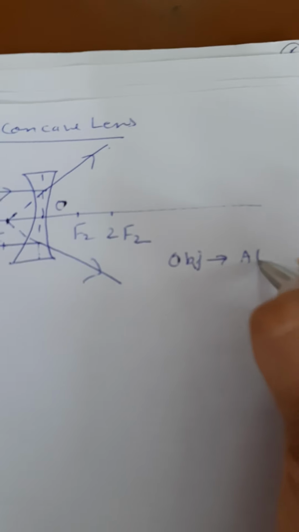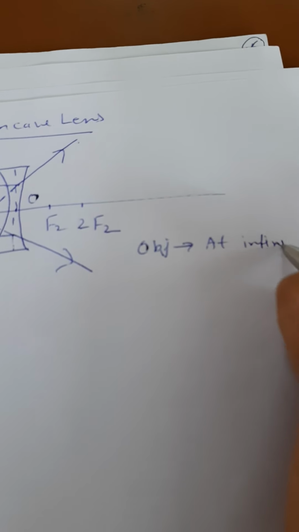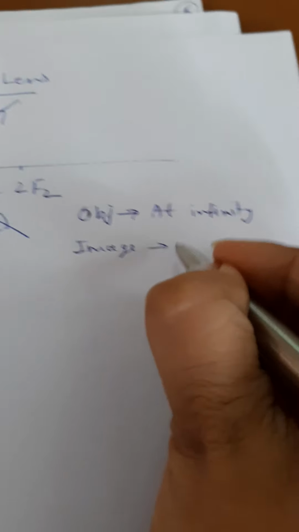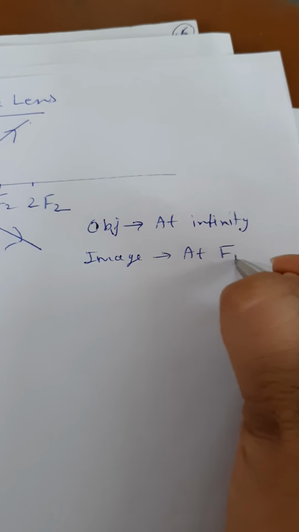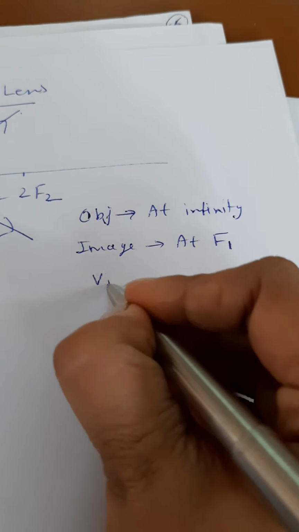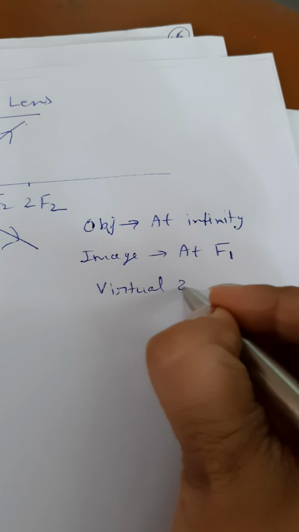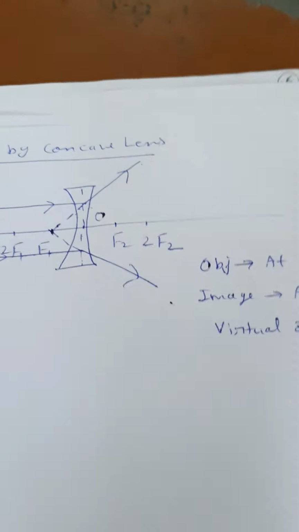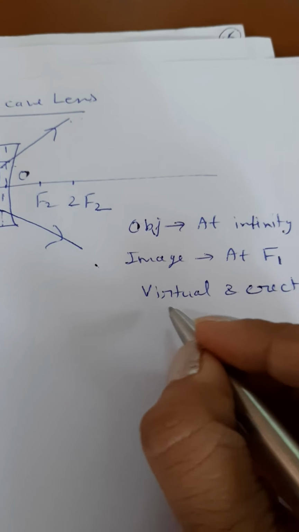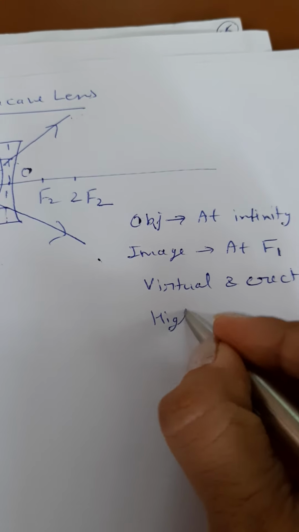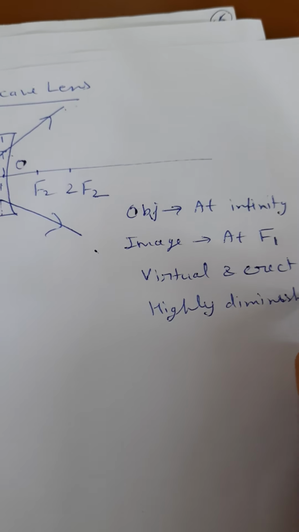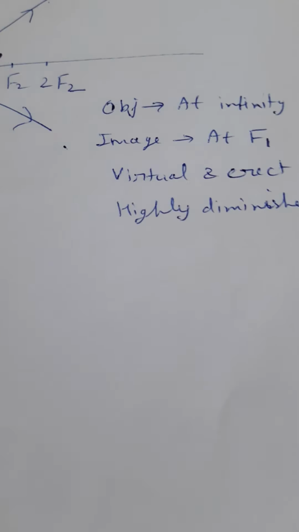The object is at infinity, the image is at f1. What kind of image? Virtual and erect. You see these lines will never meet, so we are extending them backward and we are getting a virtual image. And what kind of image? Highly diminished, or you can say point size.